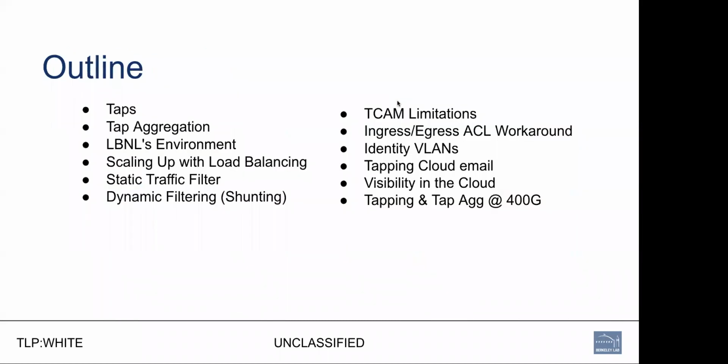Quick outline. So going to be talking about taps, tap aggregation. We'll look at LBL's environment, how we have taps and tap aggregation deployed. Talk about scaling up with load balancing, look at traffic filtering, both static and dynamic. Talk about TCAM limitations, some ingress, egress, ACL workarounds to those TCAM limitations. Look at identity VLANs, and then wrap things up with tapping cloud email, visibility in the cloud, and then tapping and tap aggregation at 400 gigabits per second.